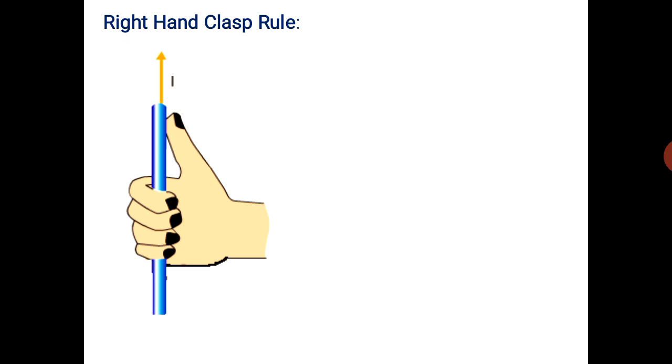There are two possibilities, whether the field surrounded around the conductor is either clockwise or anti-clockwise, because there are two types of rotations or surroundings, and that can be explained with the help of the right hand clasp rule.